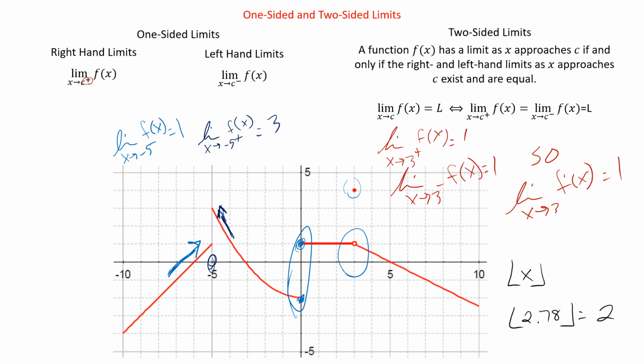And it graphs as a stair-step graph. So that's what the floor function is. If you see it, it is mentioned in the book. You can see it there too.